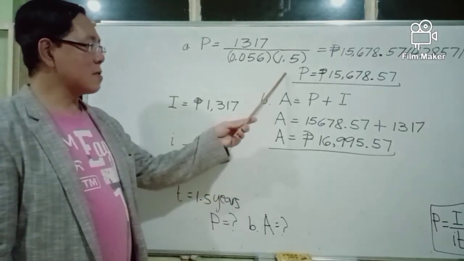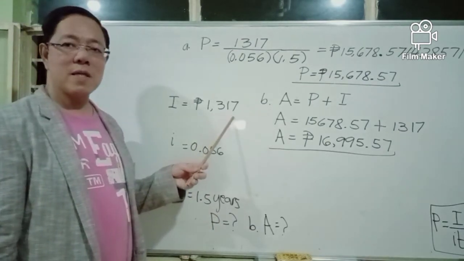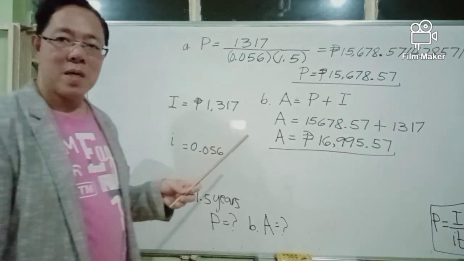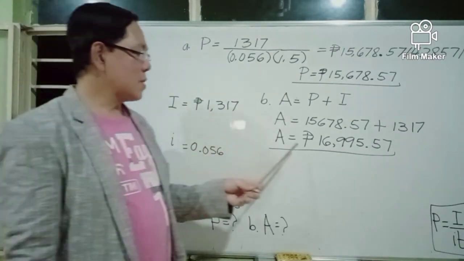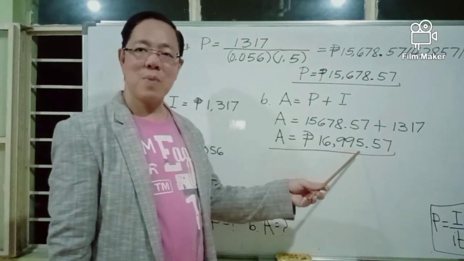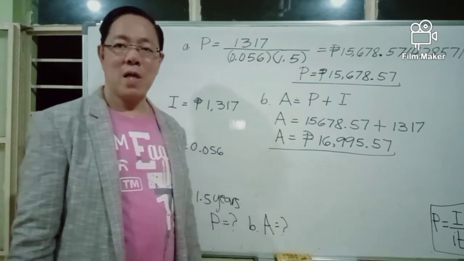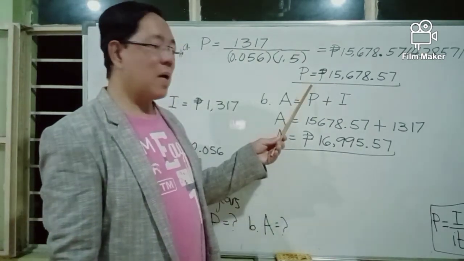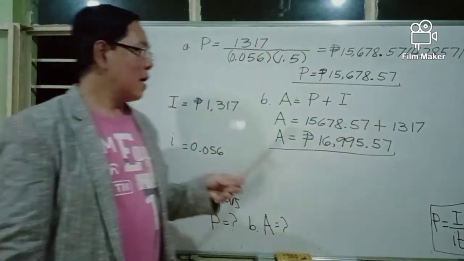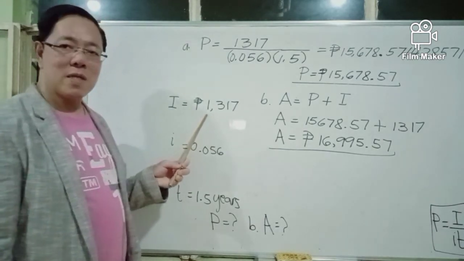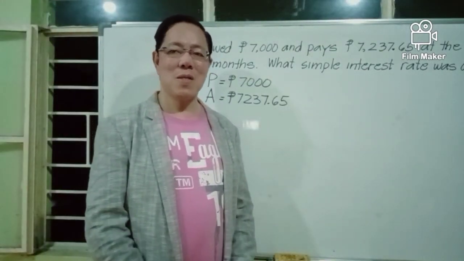And the amount of interest on this original amount borrowed at this rate for 1.5 years is 1,317 pesos. And the total amount paid for the loan is the original amount borrowed plus the amount of interest paid, which gives us 16,995.57 pesos. This is the total amount paid by Mr. X for the loan. And this total amount includes the original amount borrowed, or principal, of 15,678.57 pesos, and the amount of interest on the loan of 1,317 pesos.